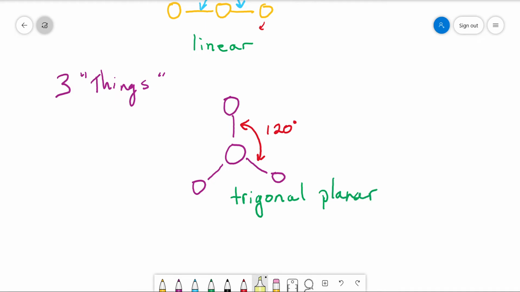And the reason it's trigonal planar is because we have 1, 2, 3 things around the central atom, so that forms a triangle. And the planar comes from the fact that all four of these atoms, the central atom and the three terminal atoms, all lie on the same plane. They're lying flat on the plane of your screen right now. In the simulation, I will show you that, but I can't show you that now.